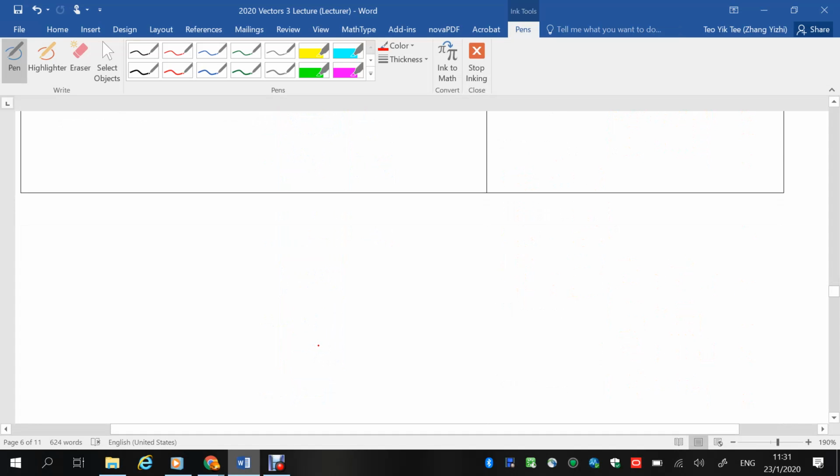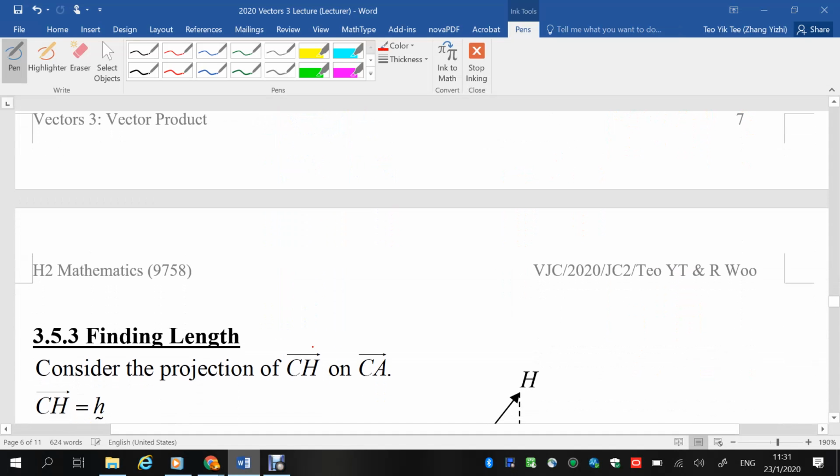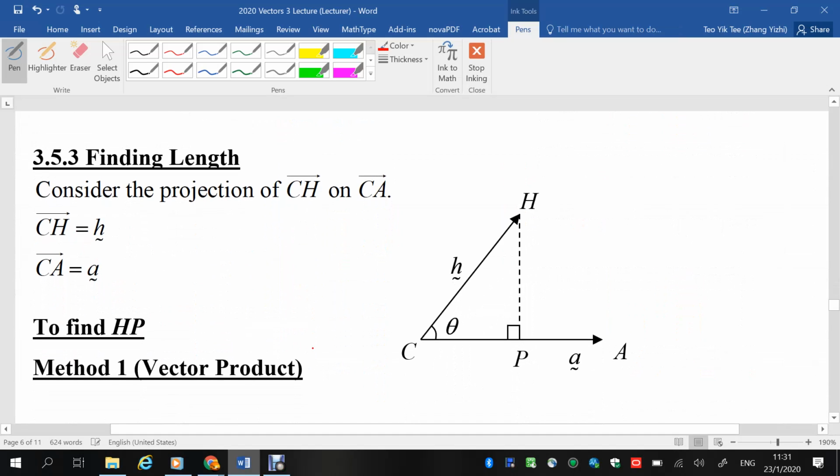Okay, the next section, we are coming to the third use of your cross product. This one, I want you to look up at the screen. Look up. I want to go through the process with you. Can you use your trigo? Use your trigo concept and tell me what is sine theta. Sine theta will be the length of HP divided by the length of CH. Do you agree? This is using trigo.